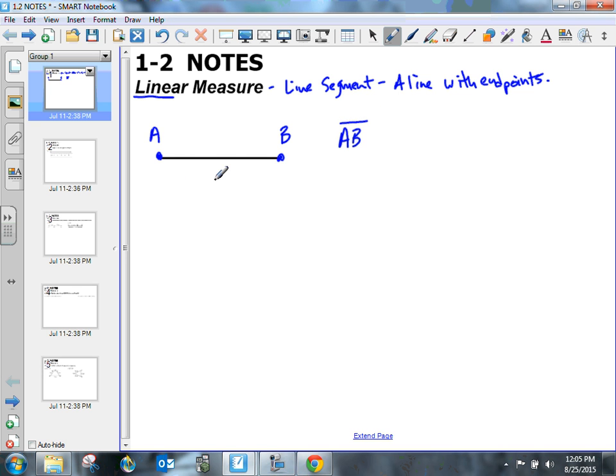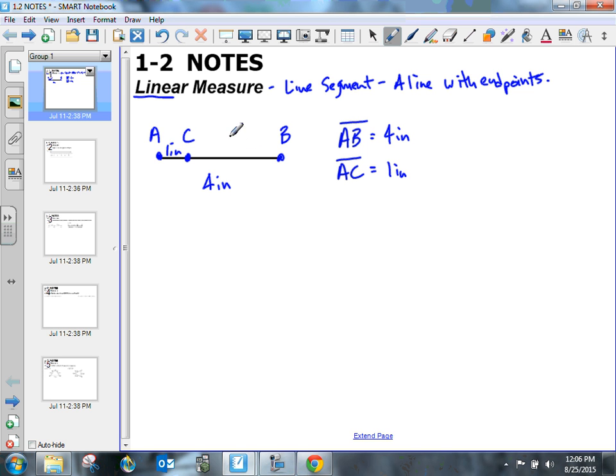What I'm going to say about AB is that AB has a length of 4 inches. So I'm going to go over here and say that AB is 4 inches. The next thing I'm going to do is say that there is a point C that is in between A and B. Now I have a segment that I'll call AC, which is a part of the bigger segment. I'm going to say that AC is equal to 1 inch, so I'm going to label that here, that this is 1 inch.